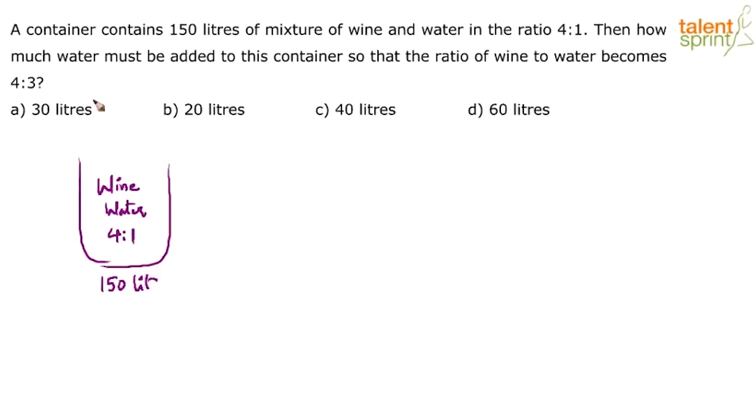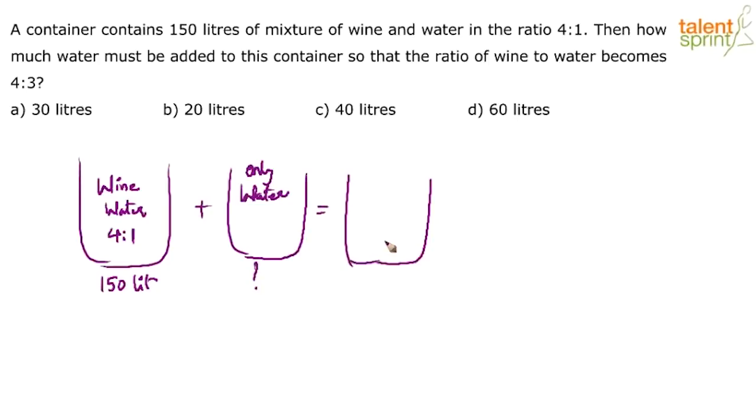Now he says how much water must be added to this container. So to this container we are adding water, pure water. You add only water, there is no wine. How much water must be added so that finally you get a new mixture of again wine and water, where the ratio becomes 4:3.